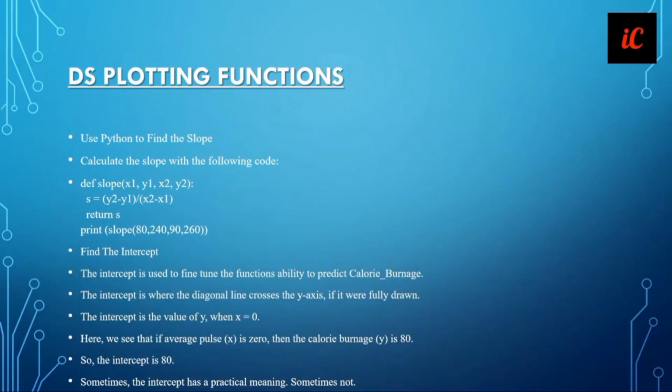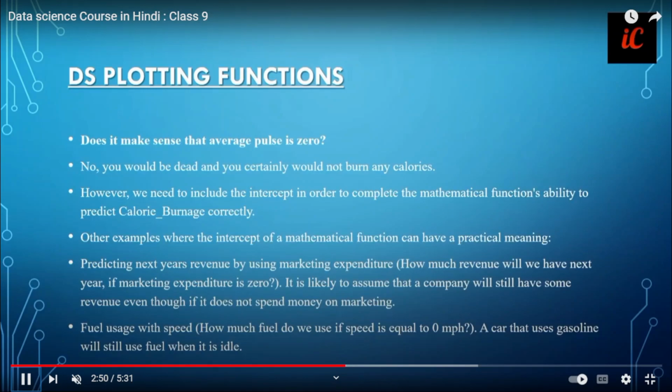You can try this particular format I have mentioned here. The syntax is already mentioned. Depth slope s equal to y2 minus y1 divided by x2 minus x1. In y2 you can give the burnage, and in x1 you can give the pulse rate. After that you just write return s and then print slope, and fill in the y2 values, x1 values, y1 values, and x2 values. These are the details, this is the format where you should fill in your numbers.